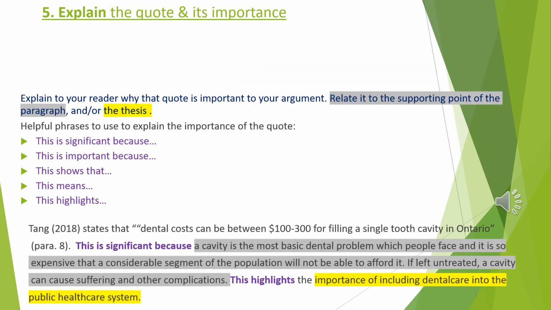The final and most important step in using quotations is to explain the quote. It is not enough to simply give the quote. You must take the time to explain to your reader why that quote is important to your argument. Relate it back to the point that you wish to make in that paragraph and to the overall thesis of your essay.